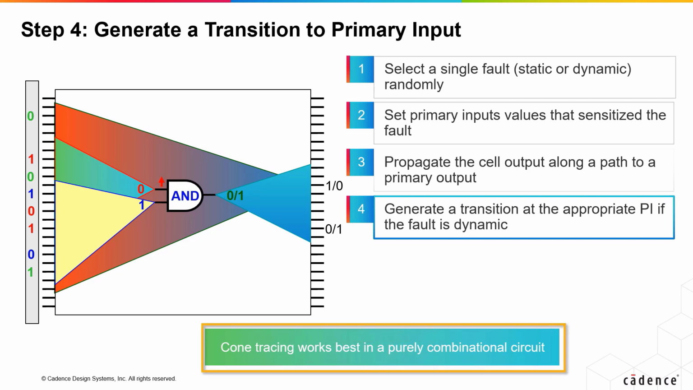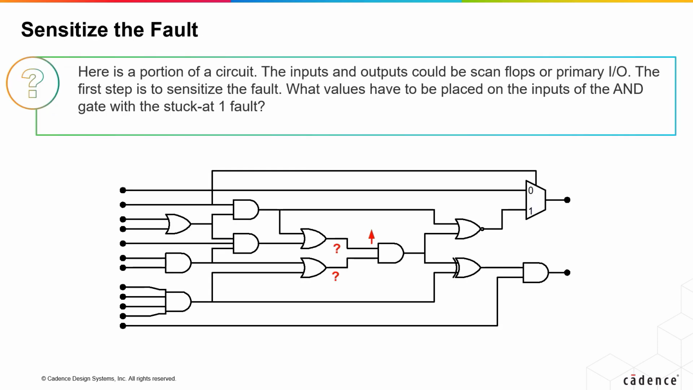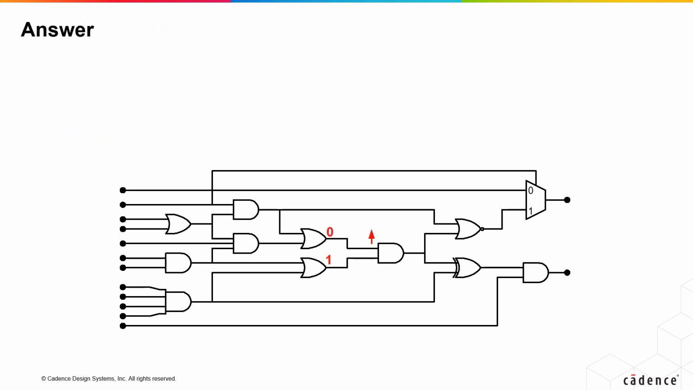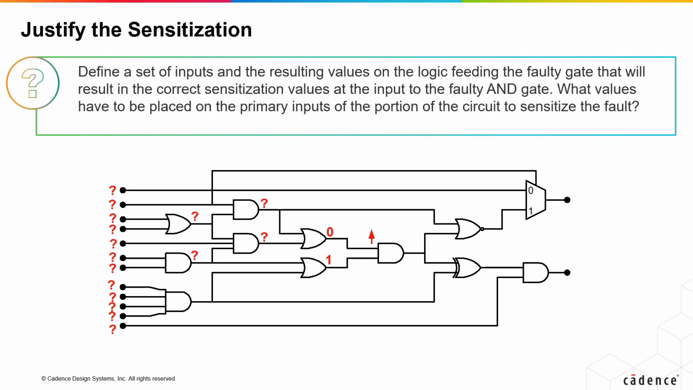Cone tracing works best in a purely combinational circuit. Here is a portion of a circuit. The inputs and outputs could be scan flops or primary I/O, it makes no difference. The first step, of course, is to sensitize the fault. What values have to be placed on the inputs of the AND gate with the fault? Here is the answer, highlighted in red. Did you get the right values?